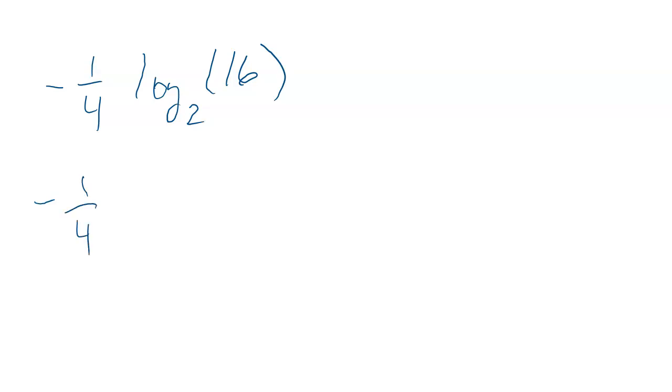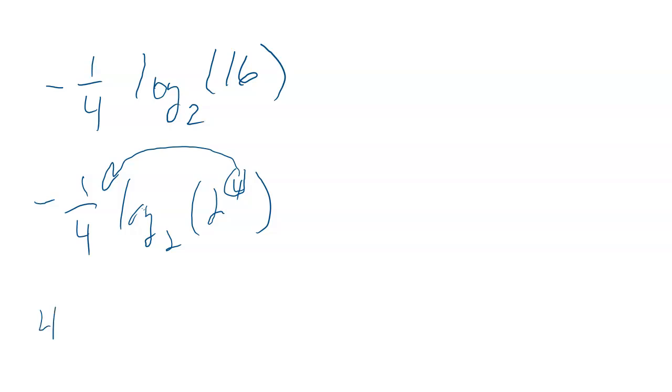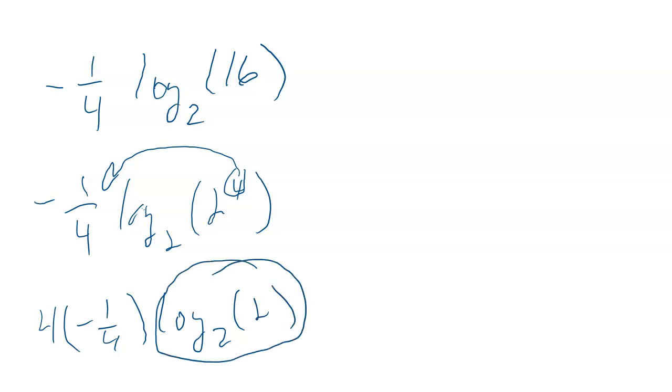All right, so negative 1/4 log base 2 of 16. Now there's 2 ways you can do this, and maybe I'll do them both, but one way I was thinking that is doable, I would do log base 2 of 2 to the 4th power, and then I'd bring this 4th power down, so I get 4 times negative 1/4 log base 2 of 2, and as we said many times, log base 2 of 2 is just 1. 4 times negative 1/4 is just negative 1, as one way of doing it.